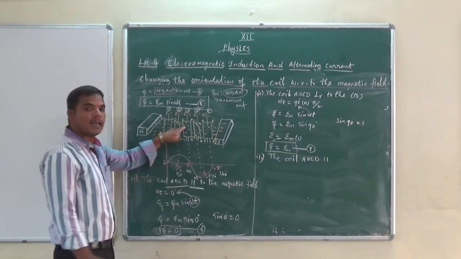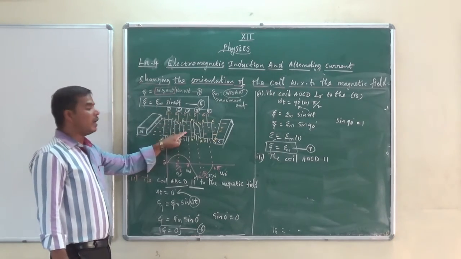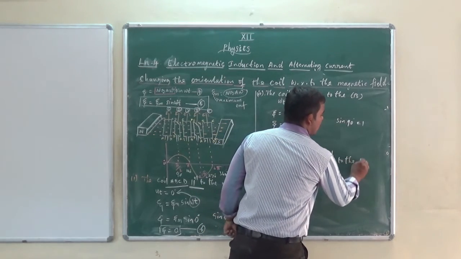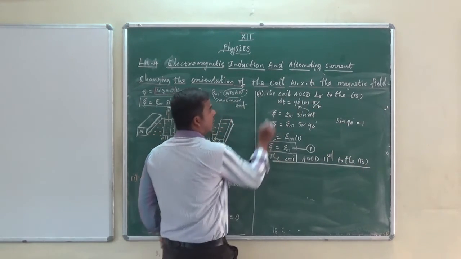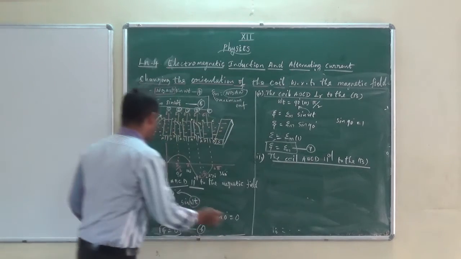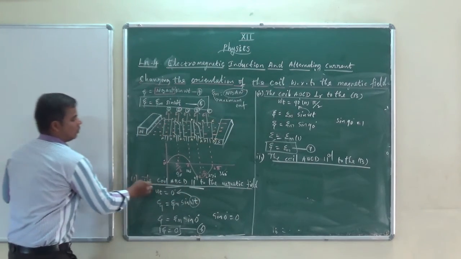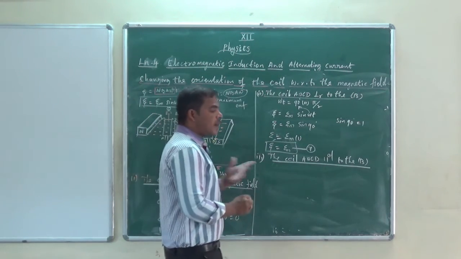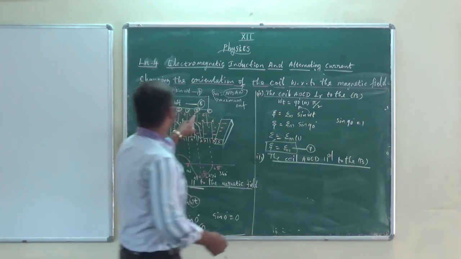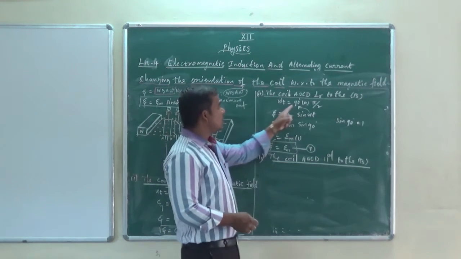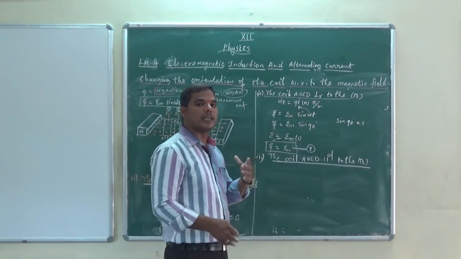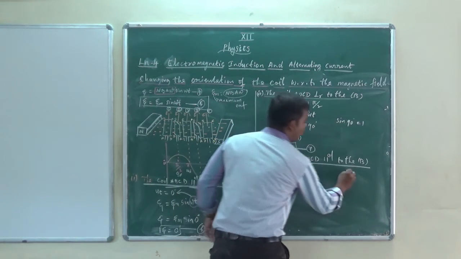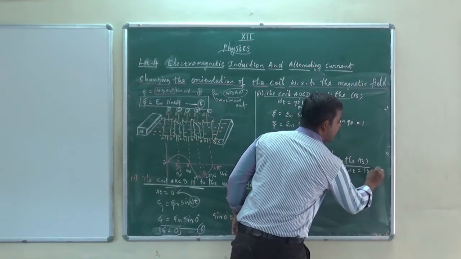See the third position of the coil in the magnetic field. The coil is parallel to the magnetic field. The coil is continuously rotated in the anti-clockwise direction. From the second position at 90 degrees to the third position, it moved another 90 degrees. So theta, omega t, is nothing but 180 degrees or pi.